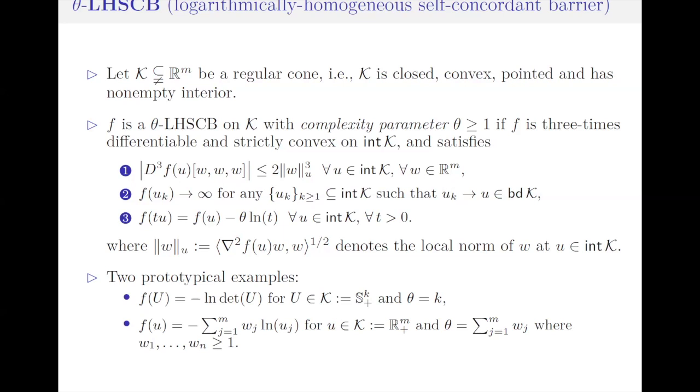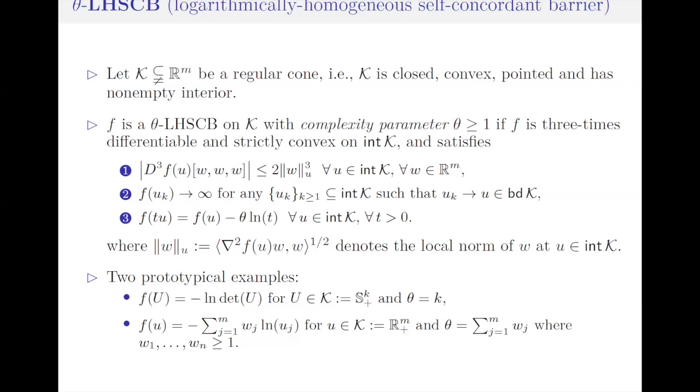So the first one is minus log determinant. It is a barrier function on the cone of positive semi-definite matrices. And this complexity parameter theta here is equal to k, because here it is a k by k matrix. The second one is minus the sum of all the logs, where all these coefficients w_j are greater than or equal to 1. This function is a barrier for the non-negative orthant, and this complexity parameter theta is nothing but the sum of all the weights in front of the logs.